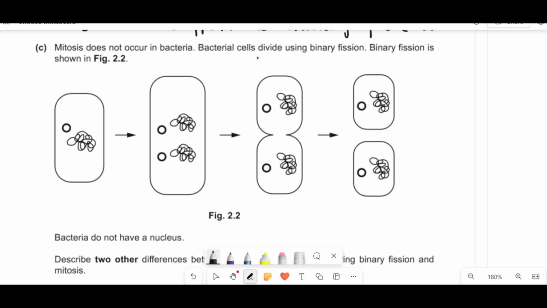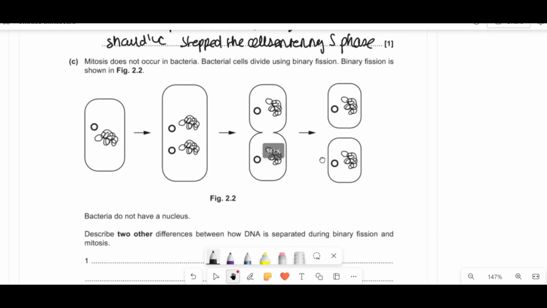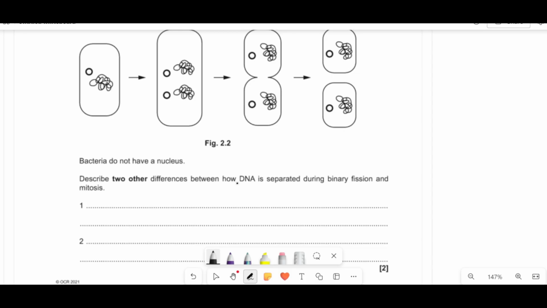So mitosis does not occur in bacteria. Bacterial cells divide by binary fission. Binary fission is shown in this figure. So bacteria do not have a nucleus. Give 2 other differences in which the DNA is separated during binary fission and describe mitosis.